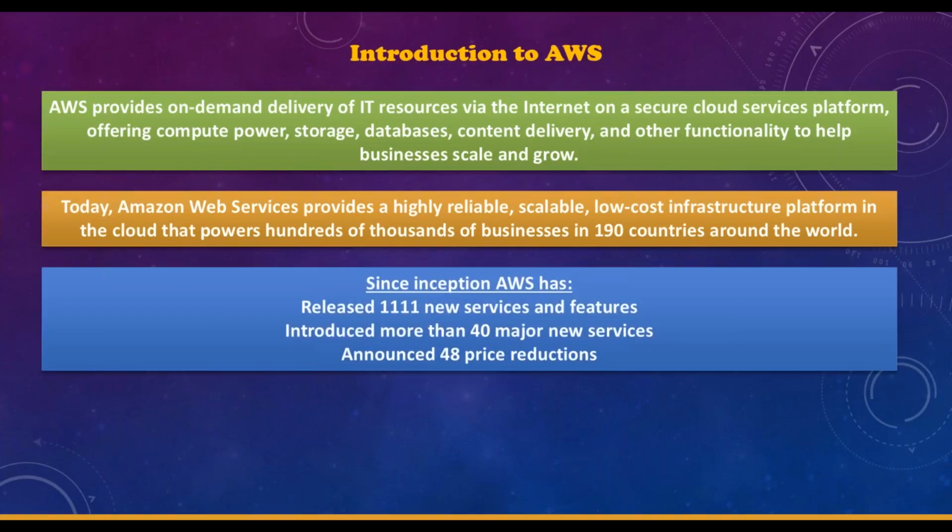Since the introduction of AWS, they have released 1100 new services and features. They have introduced 40 major services in the recent past, and they have announced 48 price reductions. Every time there is a price revision, it is always a reduction; it never went up. That is definitely promising to customers. In 48 instances, it never went higher, it always came down.